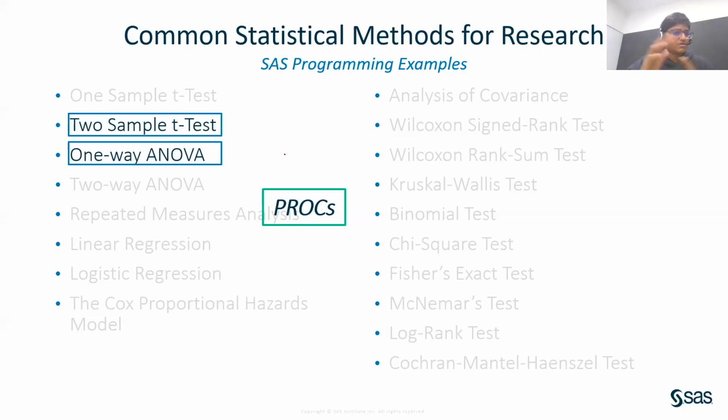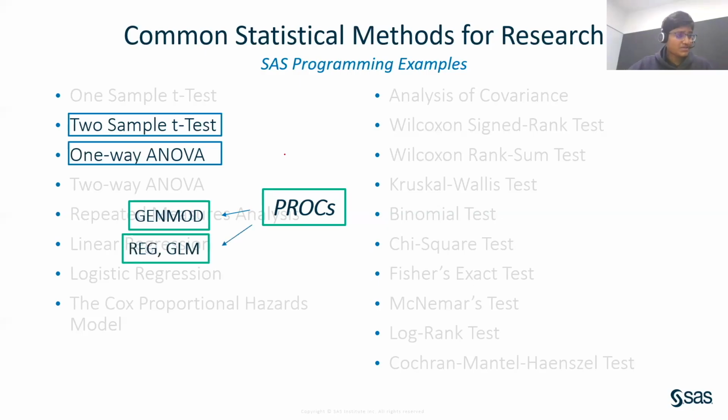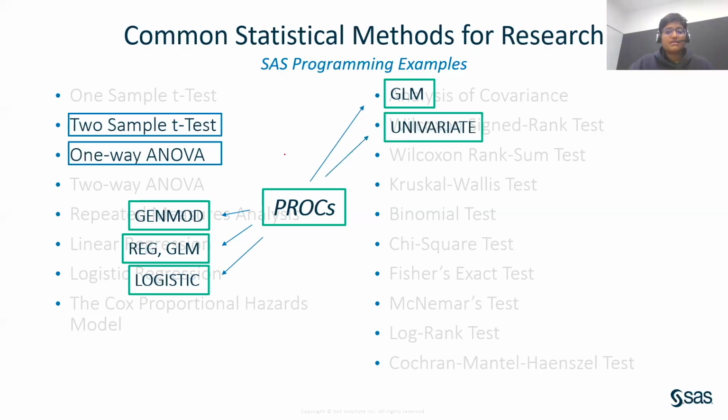So over and above the two sample t-test and the one-way ANOVA example that you and I are going to look at, when you talk about repeated measures analysis, you have procedures known as GenMod. Then you've got a regression procedure or a GLM procedure, known as the generalized linear model procedure, that can be used for linear regressions. You've got a logistic procedure that can be used for logistic regression. When you talk about some of the non-parametric analysis or analysis of covariance, which builds over and above the analysis of variance, you can again use your GLM procedure to do so. And in some places you can also use a very basic statistical procedure such as a univariate analysis.